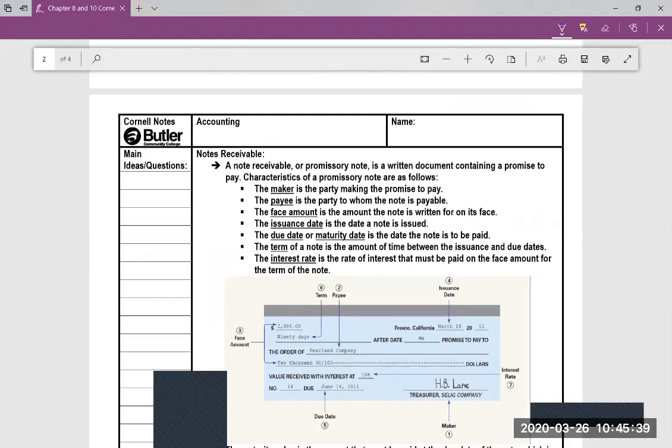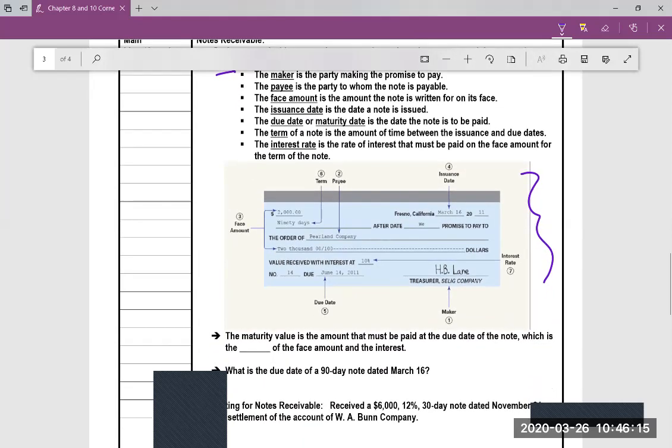Switching gears here, we're going to talk about notes receivable. This is the second big topic of this chapter. A note receivable is basically a promissory note. It's a written document containing a promise to pay. So what's happened here is someone owes you accounts receivable. They cannot pay it, so you enter into a new agreement with them, and instead of it being an account receivable, you convert it to a note receivable. So not only do they owe you the money, but they also owe you that money with interest. And this is an example taken out of the book of what that might look like.